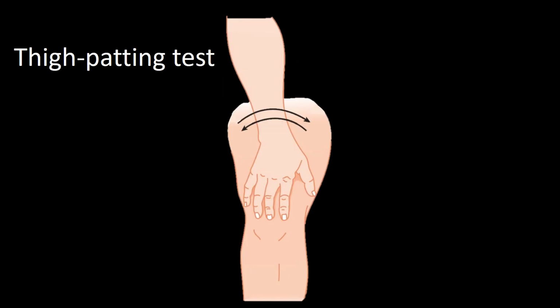Second test, thigh tapping test for dystaxia and dysmetria. The patient is asked to flip one hand on the ipsilateral thigh. The patient with cerebellar pathology slaps irregularly and turns the hand too much or too little in alternately slapping the front and the back of the hand on the thigh.